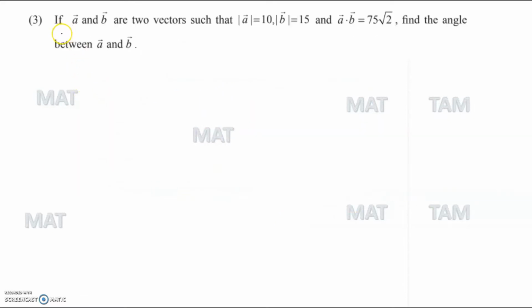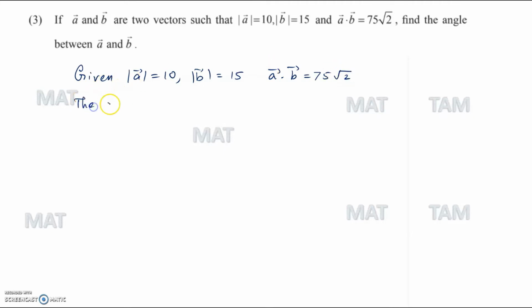Question number 3. If vector A and vector B are two vectors such that magnitude of vector A is 10, magnitude of vector B is 15, and vector A dot product with vector B is equal to 75 square root of 2. Find the angle between vector A and vector B. So here, given to us, vector A magnitude is equal to 10, vector B magnitude is equal to 15, and vector A dot product with vector B is equal to 75 square root of 2.